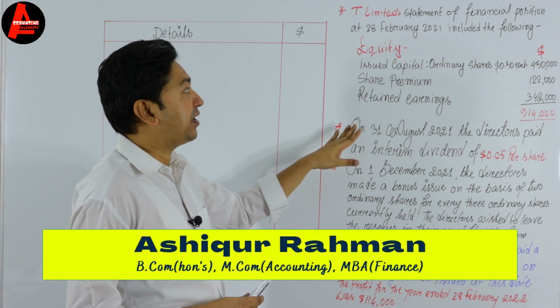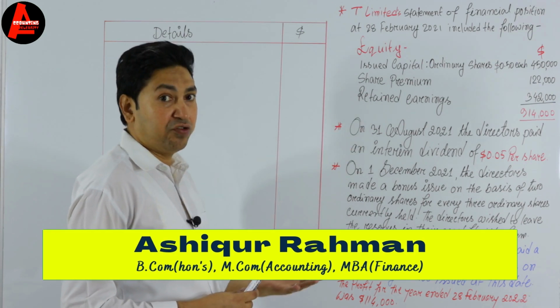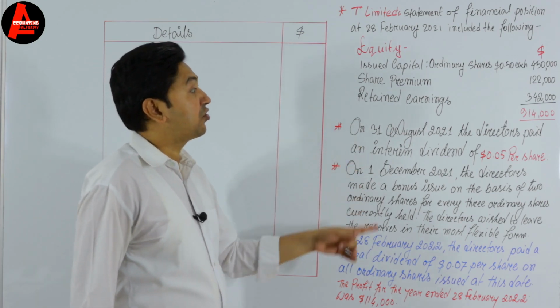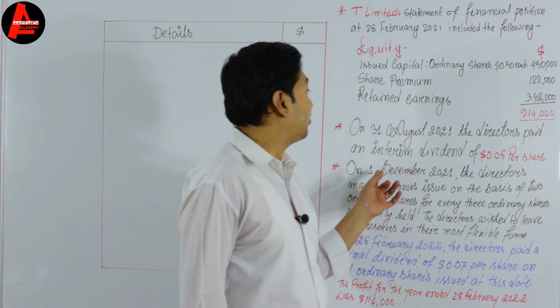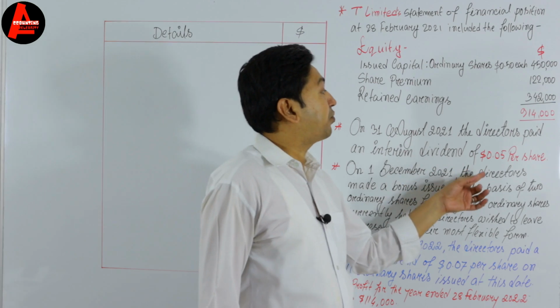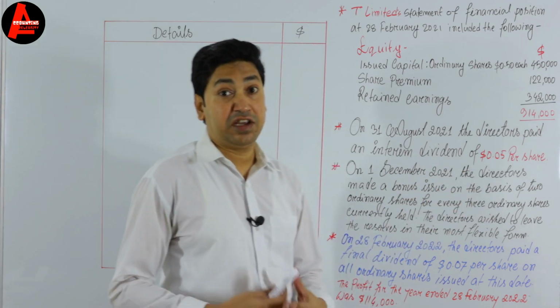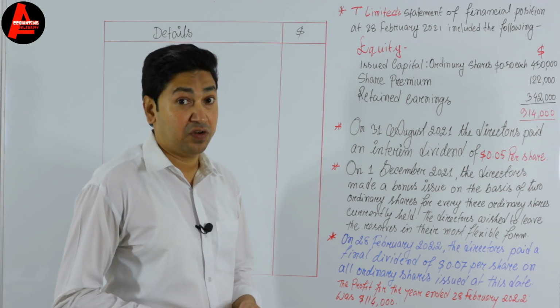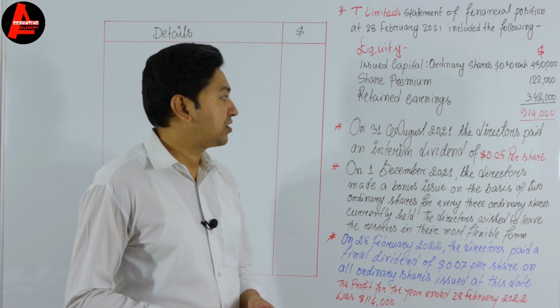We have share capital, share premium and retained earnings. On 31st August 2021, the directors paid an interim dividend of $0.05 per share. Here we calculated the interim dividend. I recommend you watch this video. I'll link to the video in the description box.